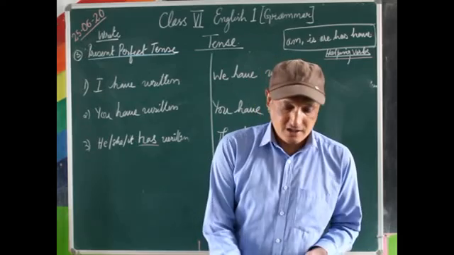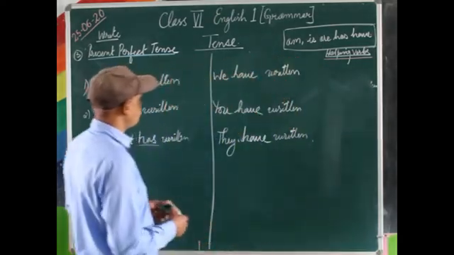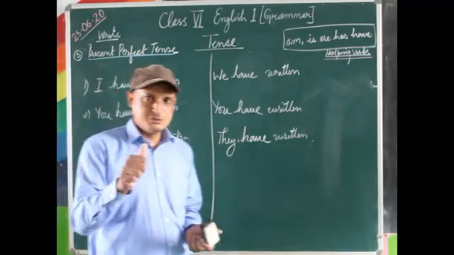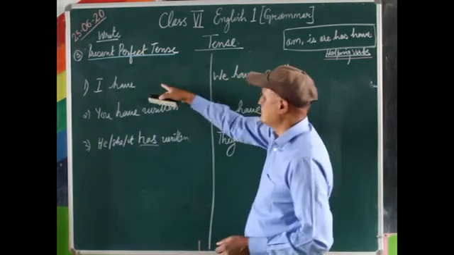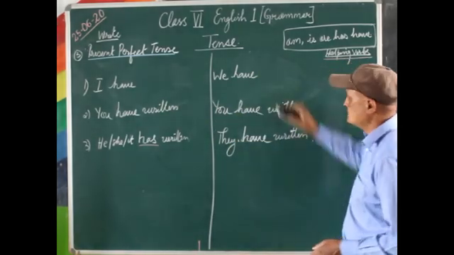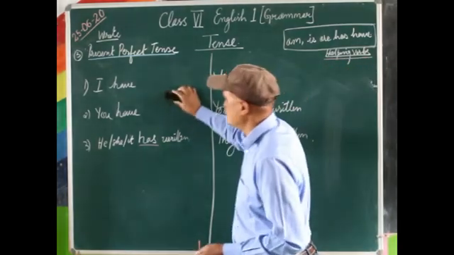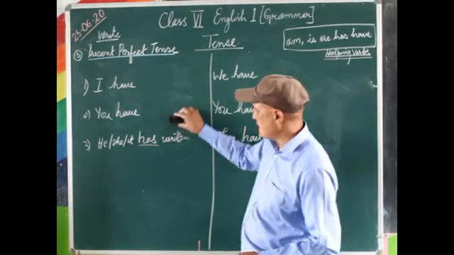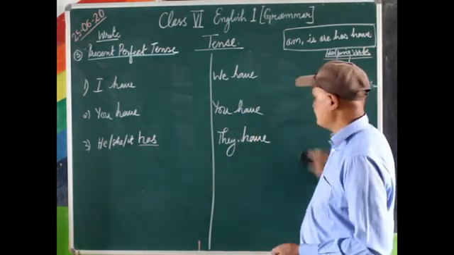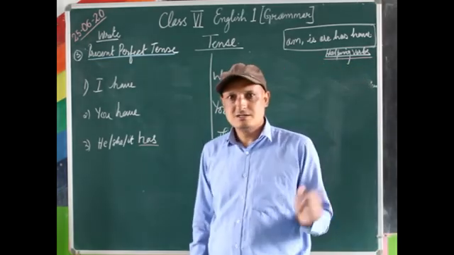Now let's change the verb for do. Past participle, do, did, done. So what will be here? I have done. We have done. You have done. You have done. He, she, it has done. They have done. Past participle.